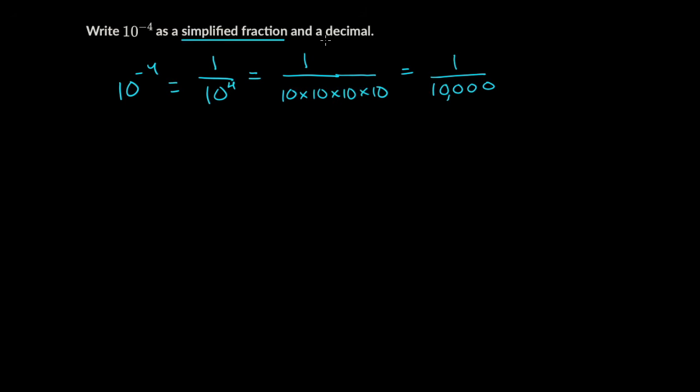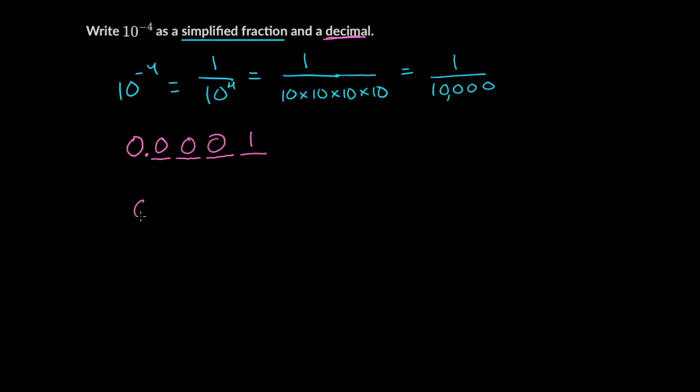Now let's write it as a decimal. So we really just have to write 1/10,000th. So let's get our place values. So this right over here is the tenths place. This is the hundredths place. This is the thousandths place. And this is the 10,000ths place. So we have 1/10,000th. We have no tenths, no hundredths, and no thousandths.